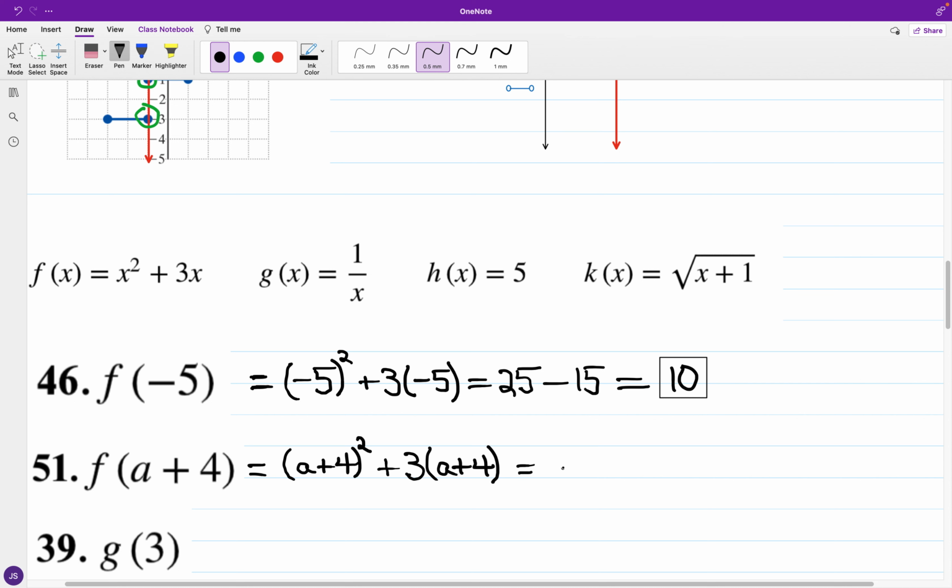Following through, you have the square of a plus 4. Think of it like FOILing out a plus 4 times itself. So we're going to have a squared. Outside product and inside product will be the same, each at 4a. And 4 squared is going to be 16. And looking at distributing 3 over the quantity of a plus 4, that's going to be 3a plus 12.